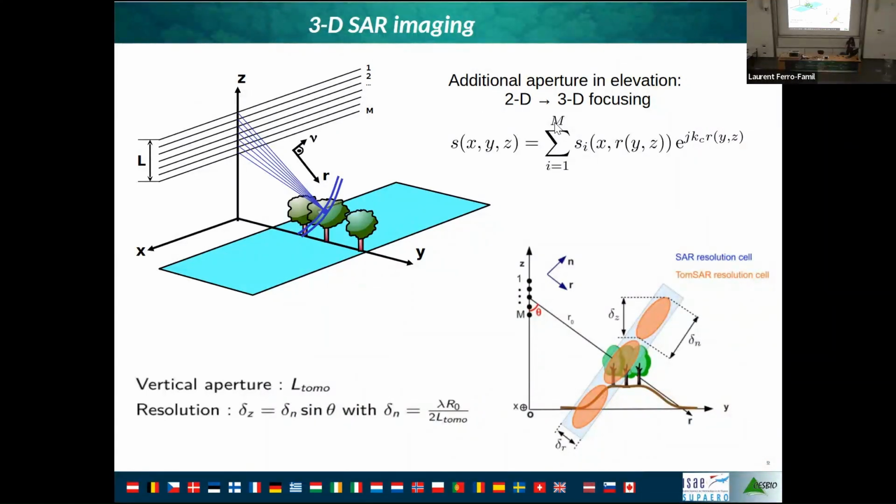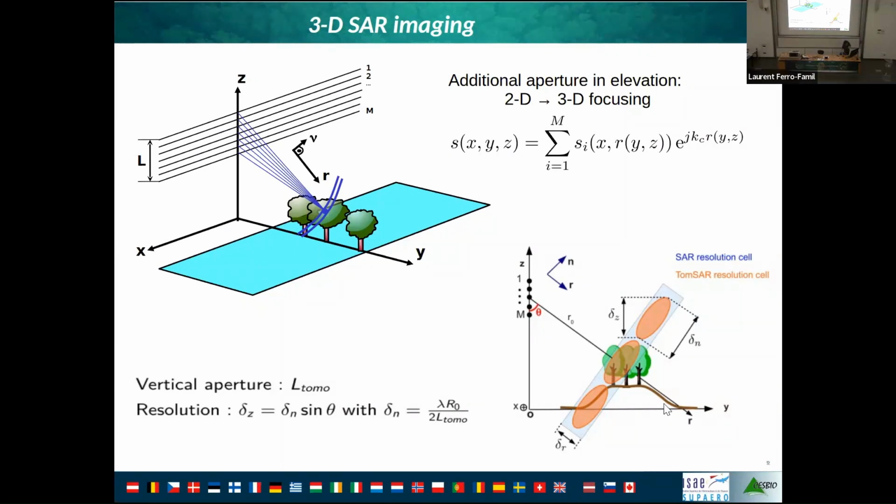And the key point is that you need to sum the values for each resolution cell within each image multiplied by a phase term. You need to compensate the phase term in order to have a coherent sum and to further discriminate this blue resolution cell, which corresponds in fact to a 2D SAR resolution cell, which is this one here. And if you perform this processing, then inside the resolution cell, you will be able to further discriminate the red blobs here, which correspond to tomographic resolution cells. So this is the objective of tomographic focusing.